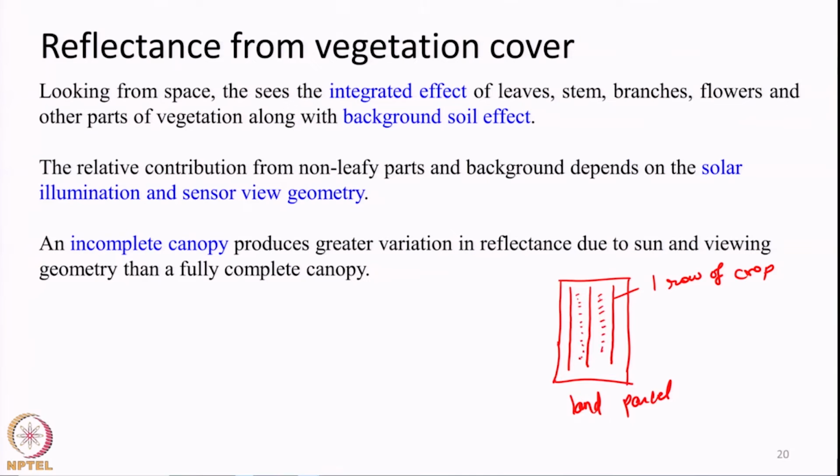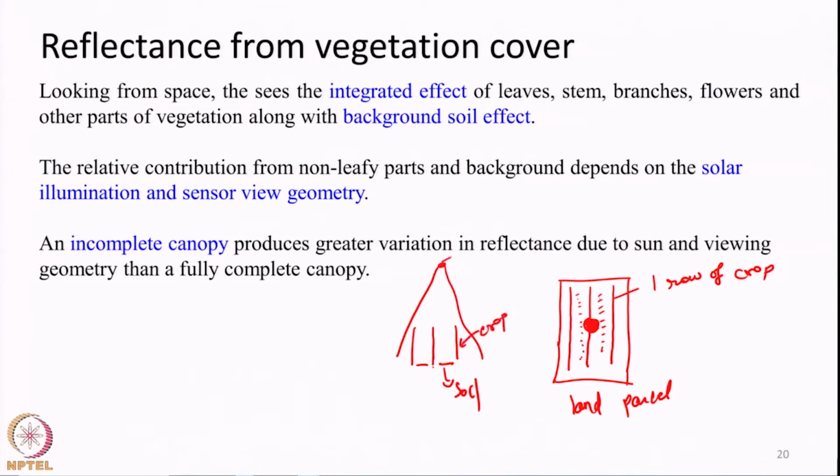Okay, so, let us say a sensor is looking directly from overhead, that is, here is where the sensor is located. It is directly looking overhead. So, when the sensor looks like this, it will see both the crops, each row of crop, plus the soil in between.